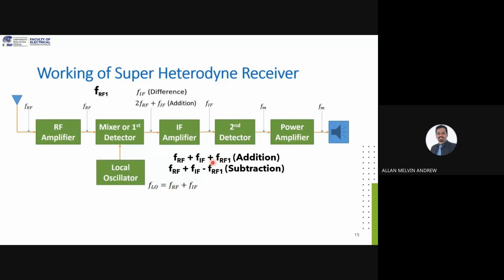So you can add these two and get 2 FRF plus FIF. That is for addition. Here FRF minus FRF1 are the same value, so they will cancel each other. The only remaining is FIF, for the difference or subtraction. Okay, so that is how they calculate.